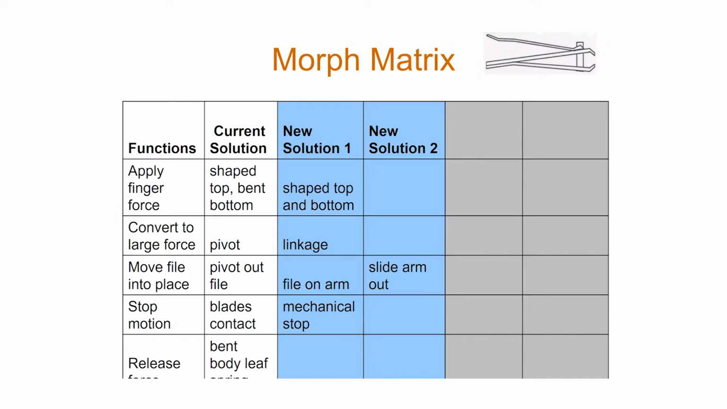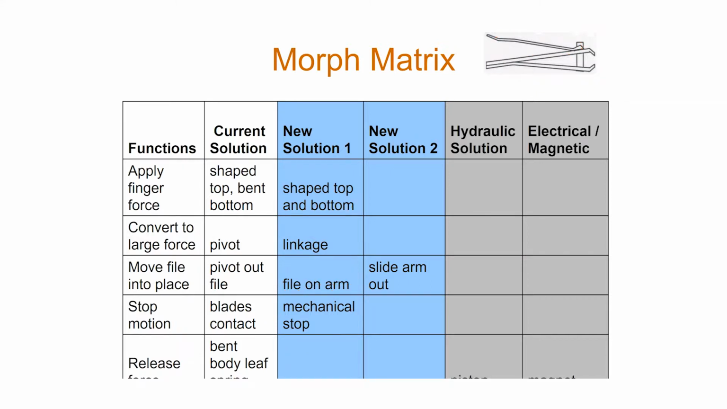Now we can use this technique as a way to generate multiple solutions or multiple concepts for the problem by adding in or coming up with different ways to accomplish the different functions. So for instance, we can have a linkage instead of just a simple lever to amplify the force. The file can be on the arm instead of being a separate piece, for instance. And so if we can generate solutions to each of the functions, then we can combine them in different ways and come up with lots of different concepts for the problem.